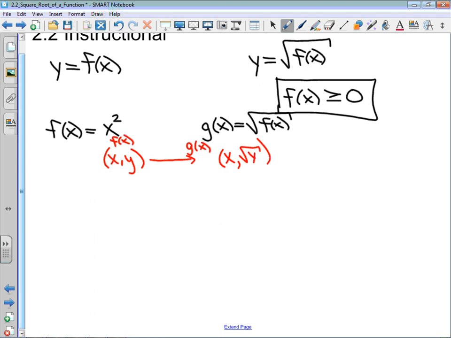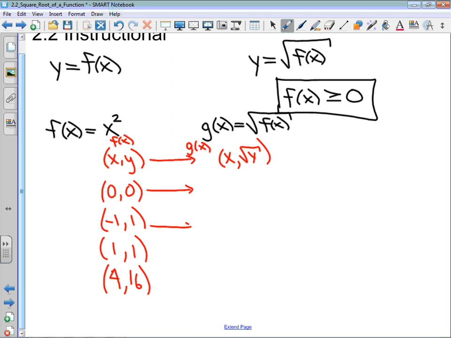I'm going to grab a couple of points on f of x equals x squared. Let's look at the origin because it passes through that, negative 1 comma 1, positive 1 comma 1, and then maybe 4 comma 16. That's a point on a parabola. There are lots of other ones, but I want to show you what happens here. Looking at where these points map to on g of x, 0 comma 0 is going to be 0 comma the square root of 0, which is just 0 comma 0. That point didn't change, and that would be invariant in this case.